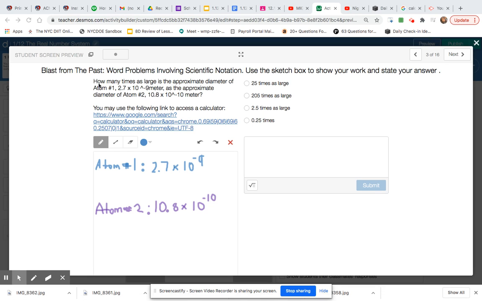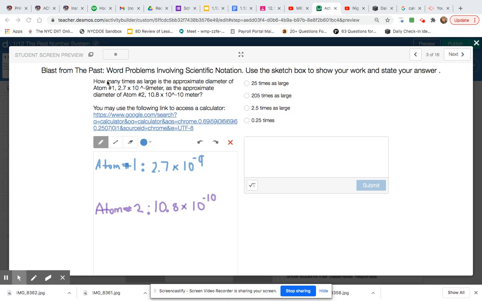Okay, guys, so we have the following problem. How many times as large is the approximate diameter of atom number 1, 2.7 times 10 to the negative 9th meter, as the approximate diameter of atom number 2, 10.8 times 10 to the negative 10 meter, right? So this problem is asking us to figure out how many times as big is atom 1 than atom 2.